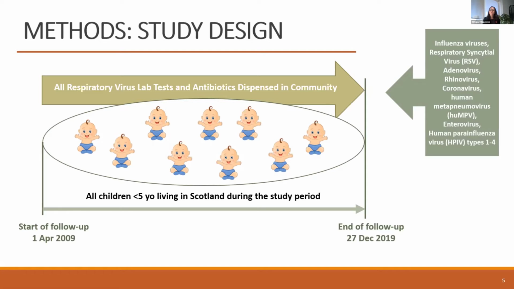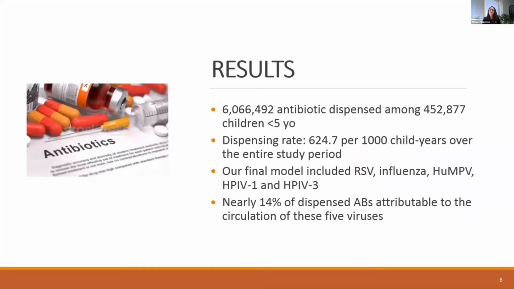And without getting into too much detail, we performed a model fitting exercise, which identified the most important of these viruses in determining antibiotic prescribing patterns. Now, in all, we identified just over 6 million antibiotics that were dispensed among nearly 500,000 children under 5 years of age. And over the entire study period, the dispensing rate for antibiotics was roughly 625 per 1,000 child years. So it was fairly high. And our final model included RSV, influenza, human metapneumovirus, and human parainfluenza viruses types 1 and 3.